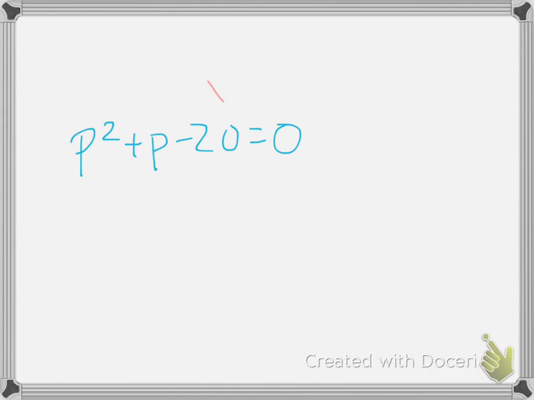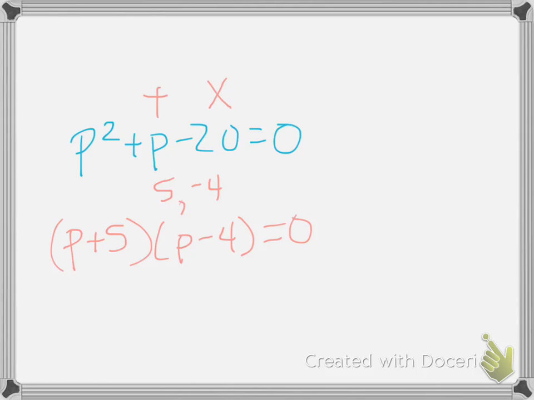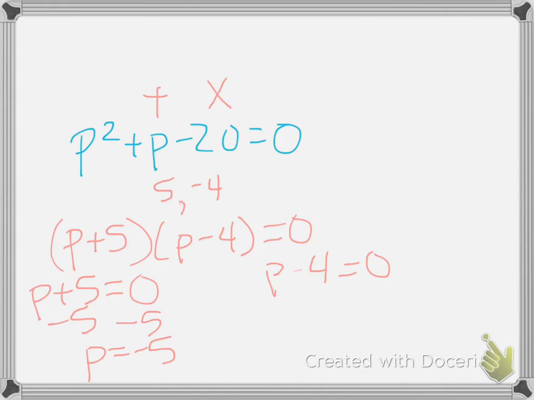Okay, two things that multiply to get negative 20 and add to get 1. We get 5 and negative 4, so p plus 5, p minus 4 equals 0. Set them both equal to 0. Subtract 5, so p equals negative 5, and add 4 to both sides, so p equals 4. So there's where it's crossing my x-axis.